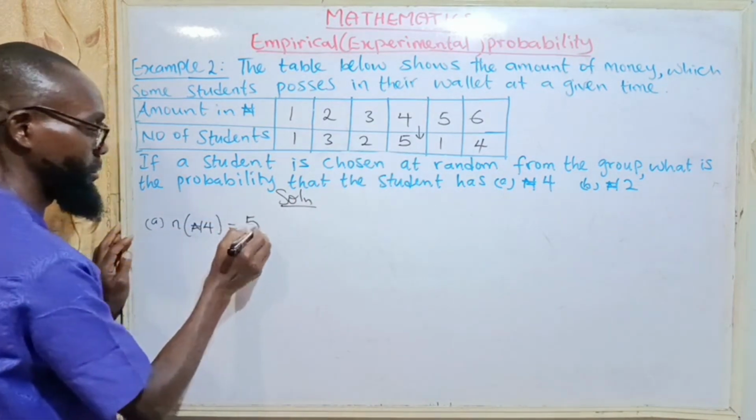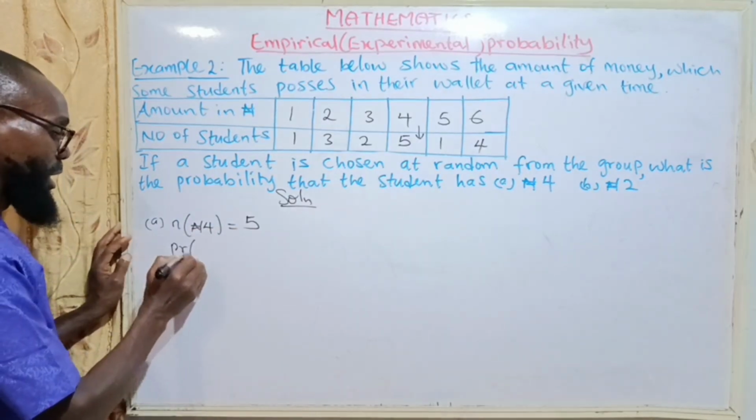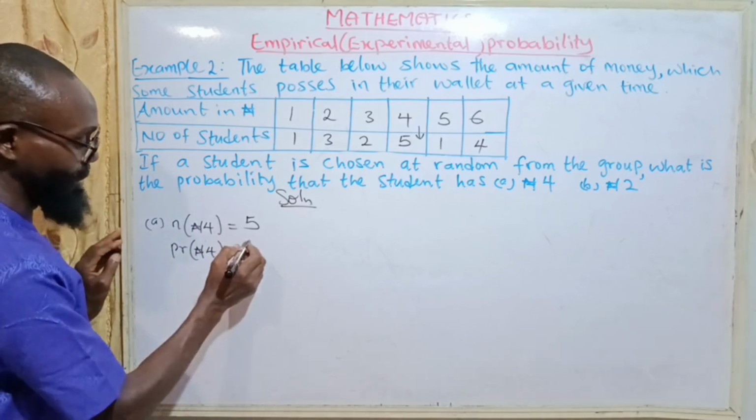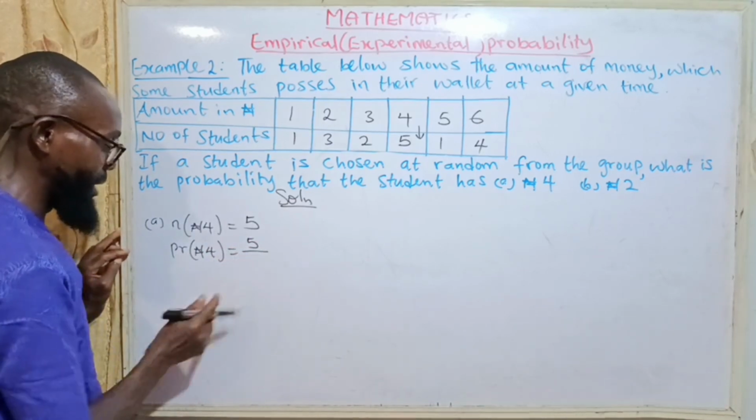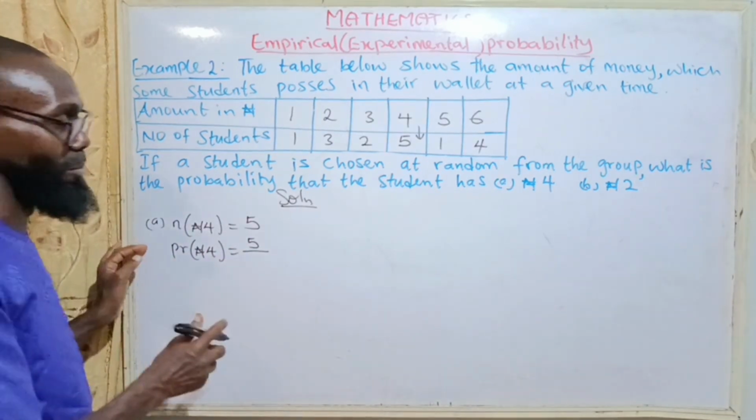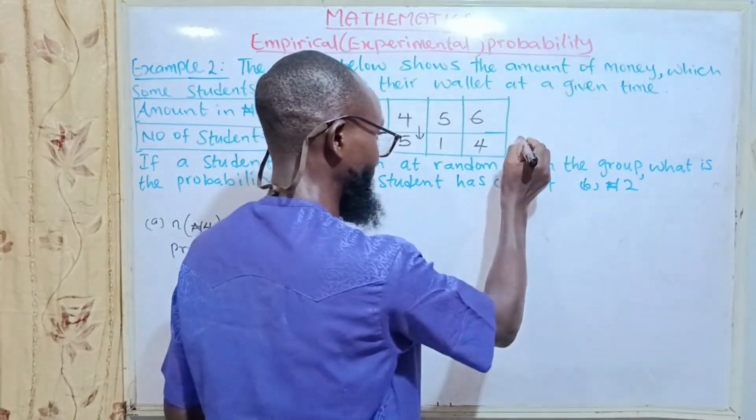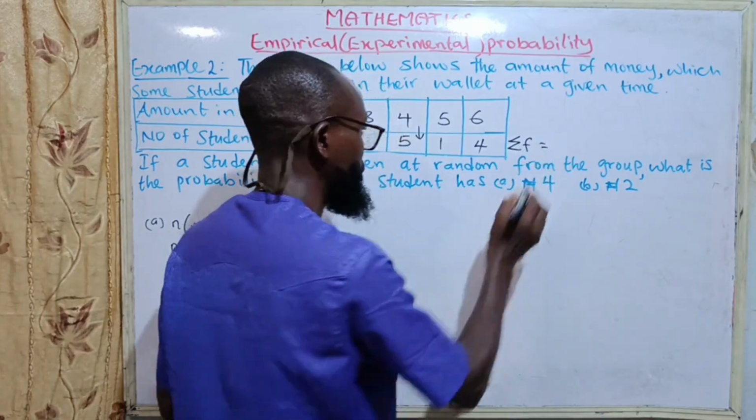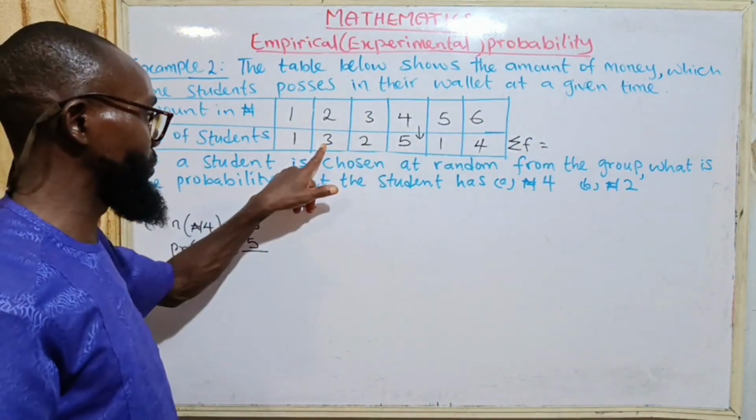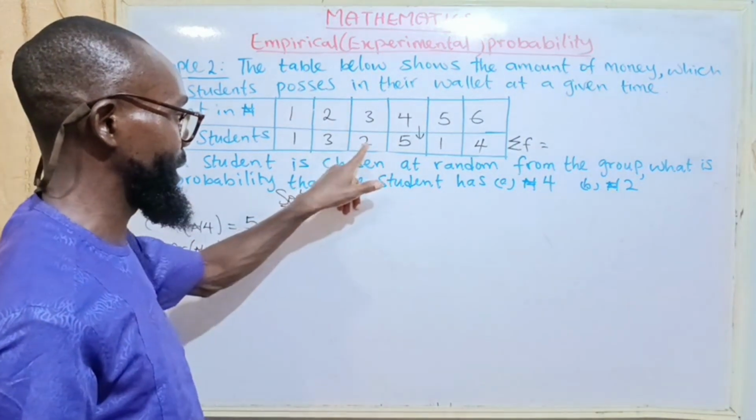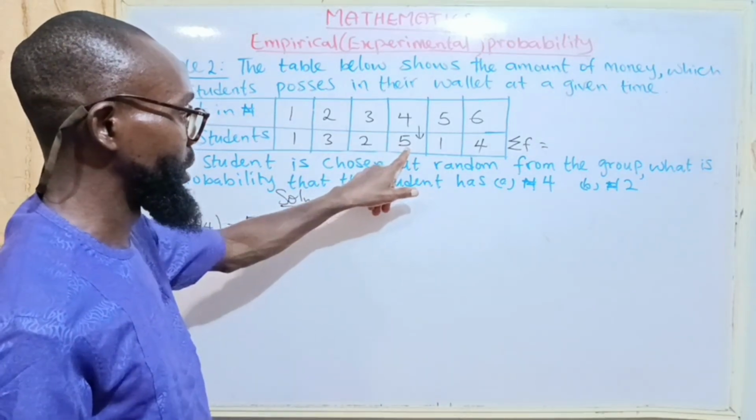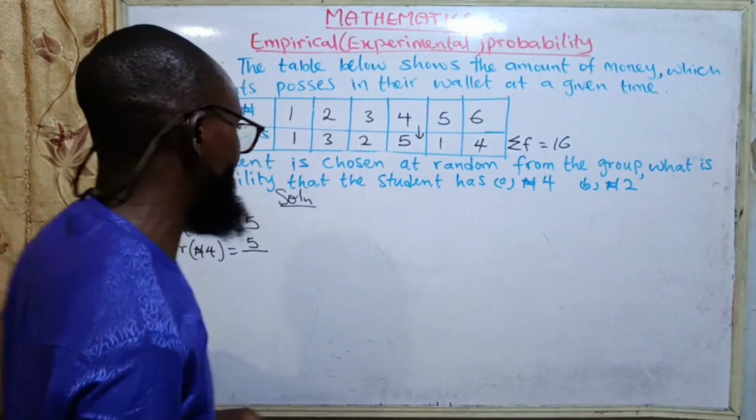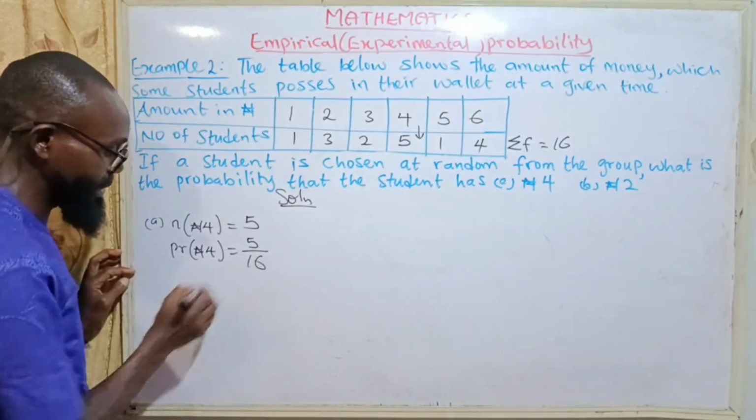That is 5. The probability of 4 naira will now be the number of 4 naira, which is 5, over the total number. So we need to get the total number here. Let's say summation of the number of students, let's say F. So we sum it up. 1 plus 3 is 4, plus 2, 6, plus 5, 11, 12, then plus 4, that is 16. So in this case, we have 5 over 16.